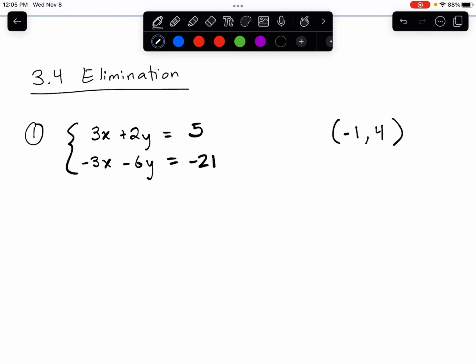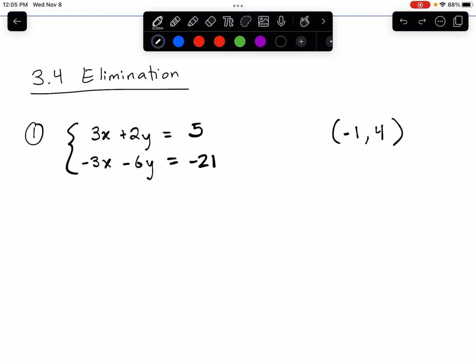Okay, so here in 3.4, we're talking about a method of solving systems of linear equations that's called elimination. Now, in elimination, what you want to do is make sure that your x's are lined up and your y's are lined up and your constants are all lined up, all right? They line up vertically, one on top of the other. Now, we know that these are all in standard form, so another way of saying this would just be to get both of your equations into standard form.